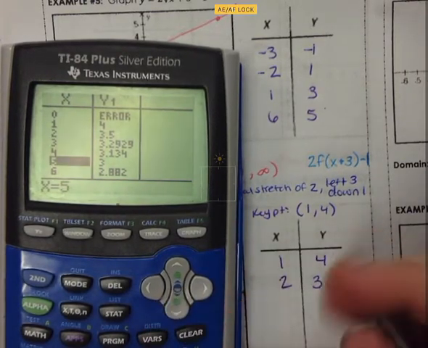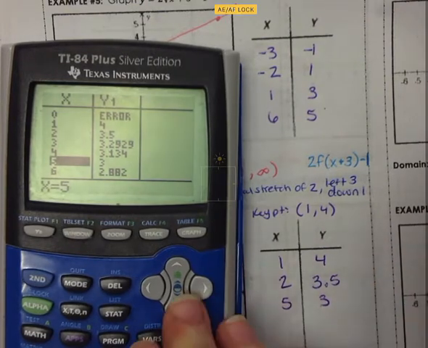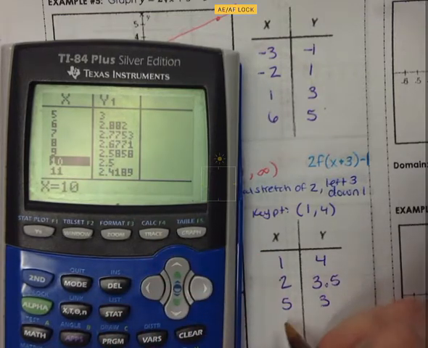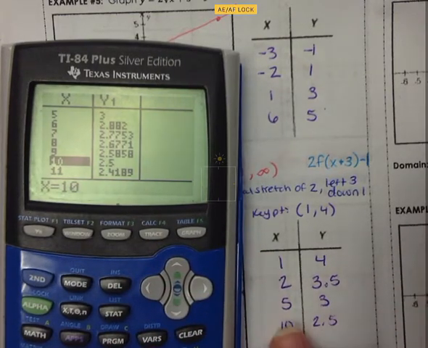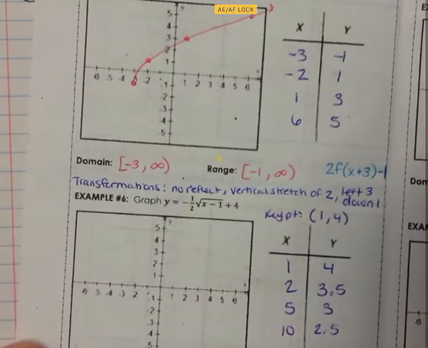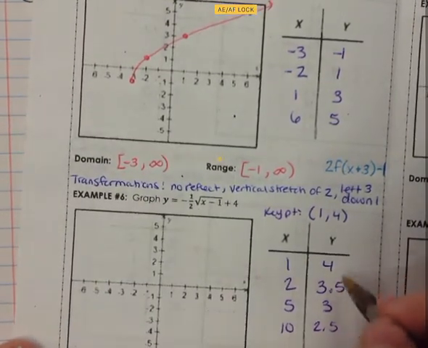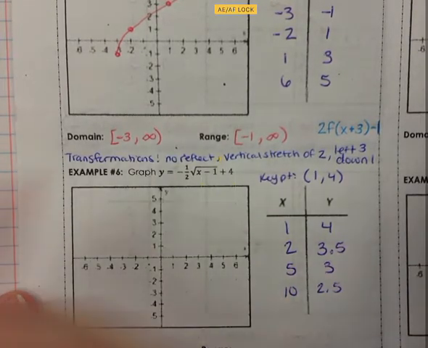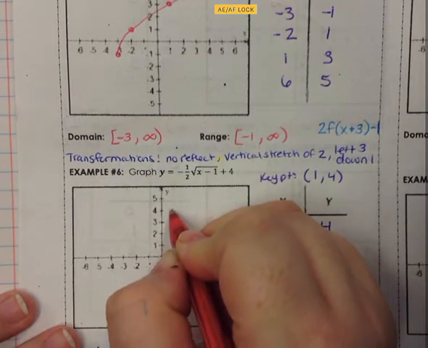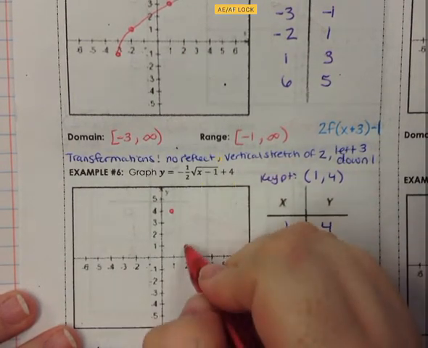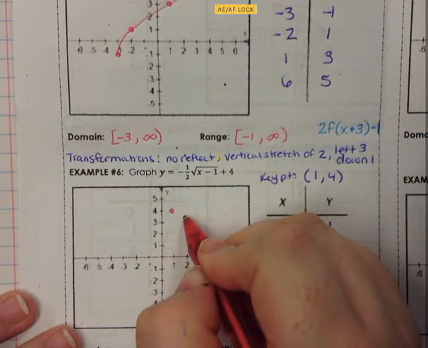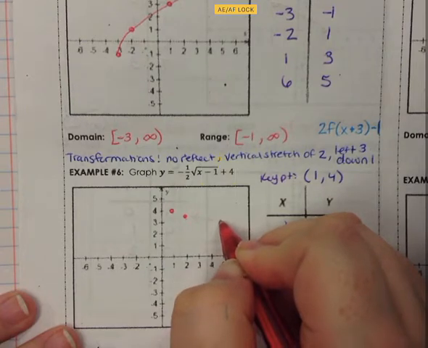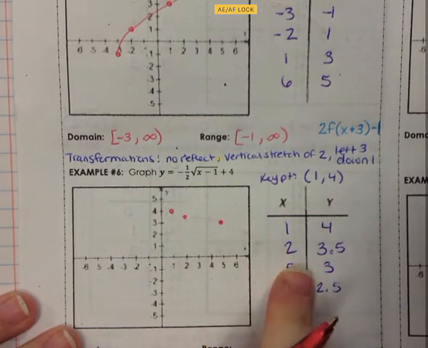Keep going. We have 5 and 3. So we want to try and get as many coordinates as we can. Then the next one that we could graph would be 10, 2.5. But again, this is probably going to be too big for us on this graph, so if we only had these two coordinates, it would be hard to graph. But we at least do have the 3.5, which is a little bit easier. So 1, 4, 2, 3.5, 5, 3, and then we know 10 and 2.5 is way over there.